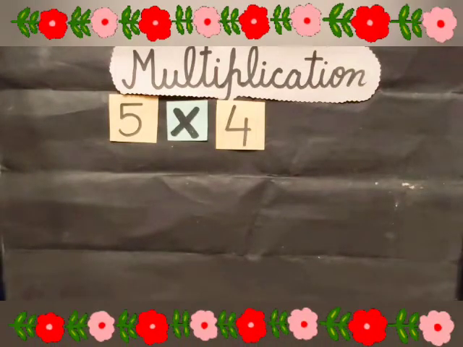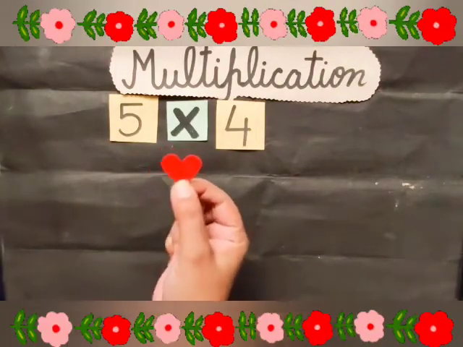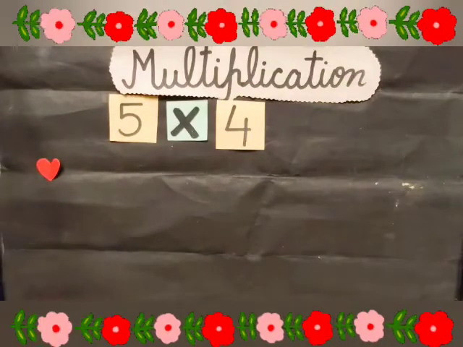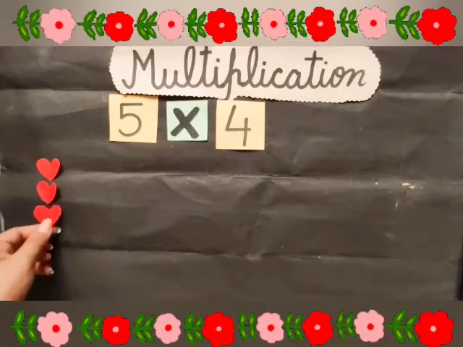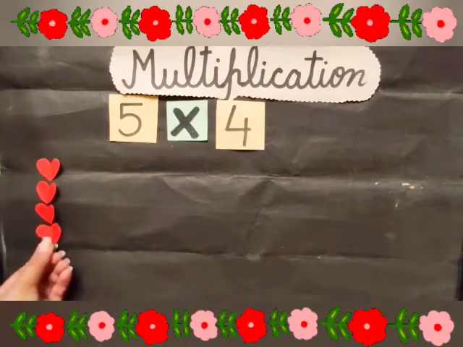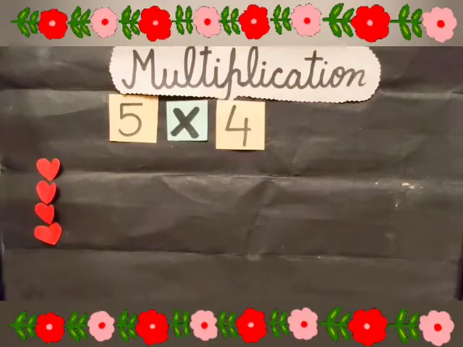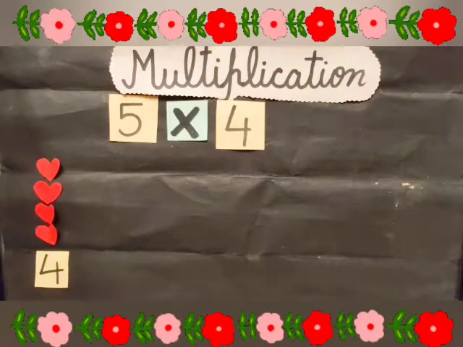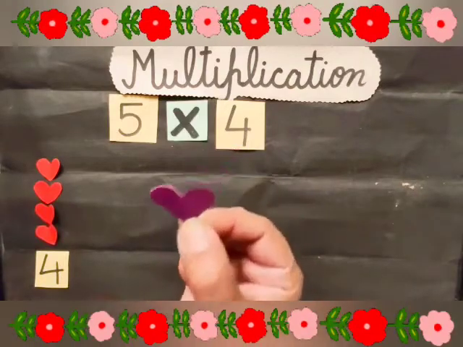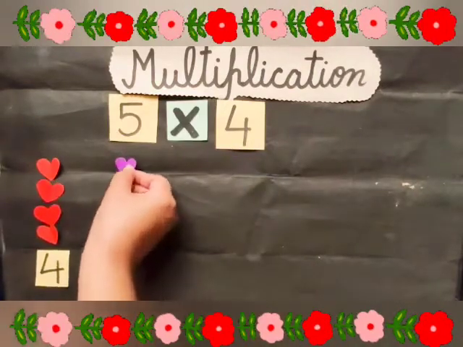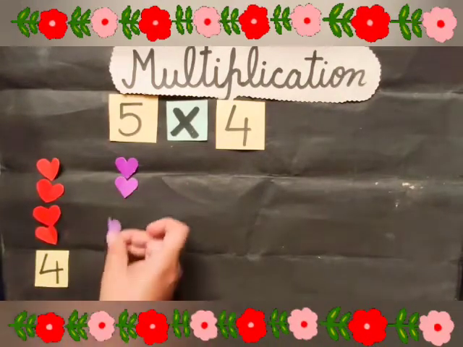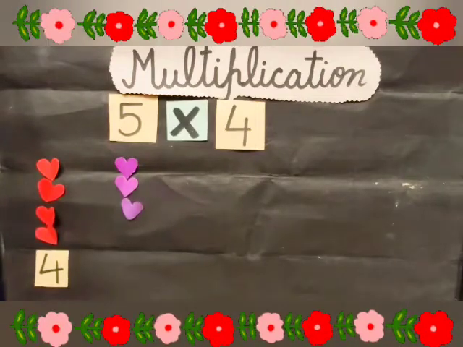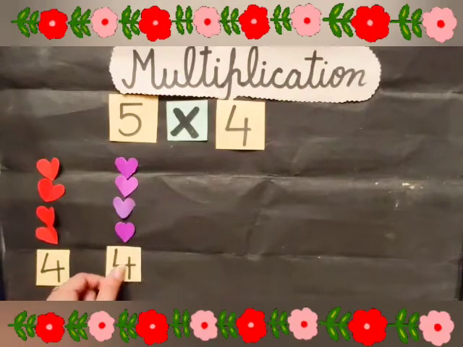So in the first group I will take 4 red hearts. 1, 2, 3 and 4. 4 red hearts, and this is the first group. Now in the second group I will take 4 purple hearts. 1, 2, 3 and 4. So this is our second group.